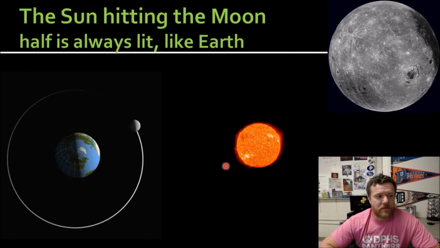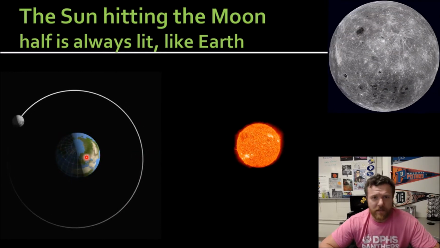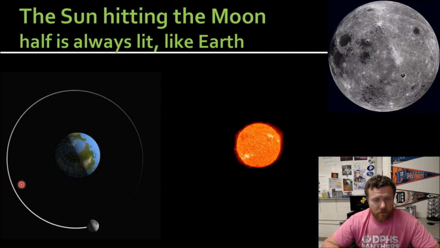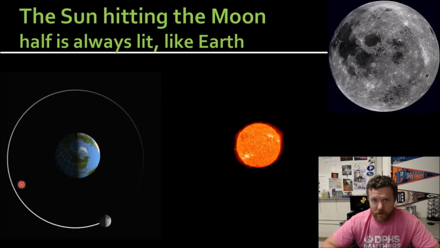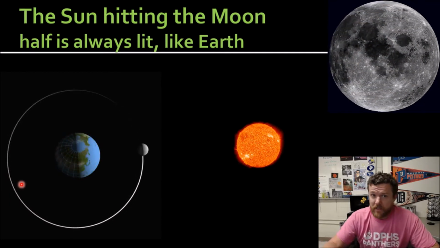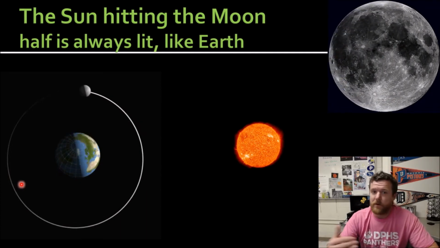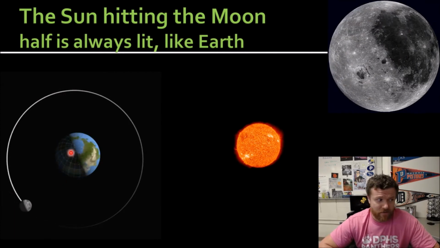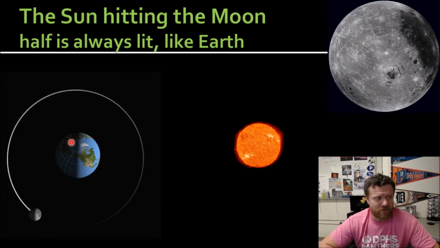We have the sun shining light. Half of the Earth is lit up. Half of the moon is lit up. That never changes. You never get all of the moon lit up. You never get all of the Earth lit up. You never get less than half of the Earth lit up, and you never get less than half of the moon. You're also going to notice as this animation is going, it seems to change.